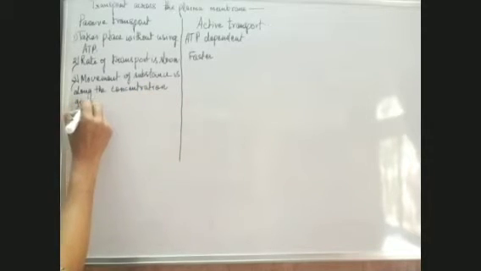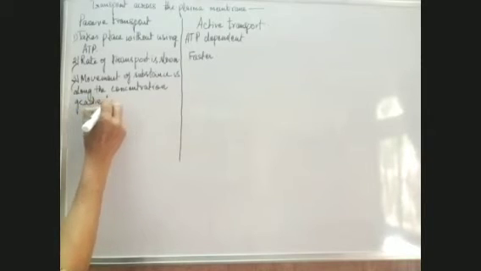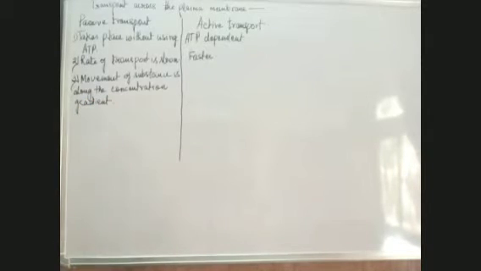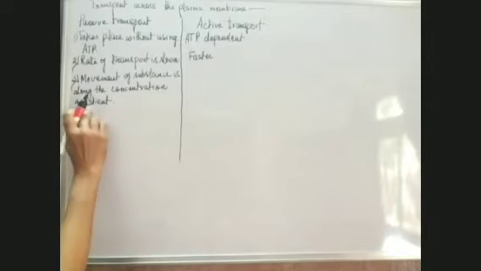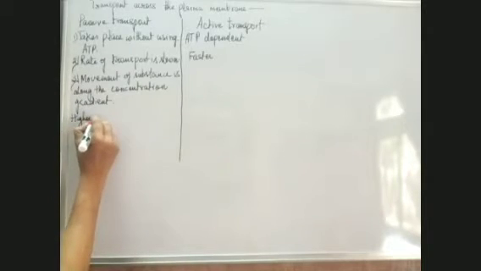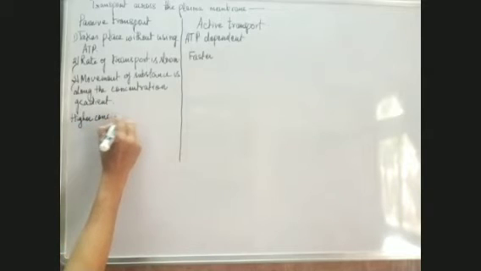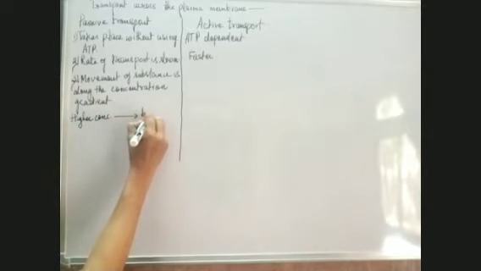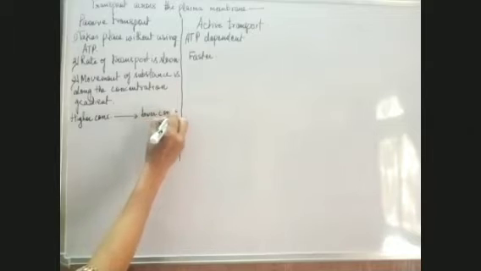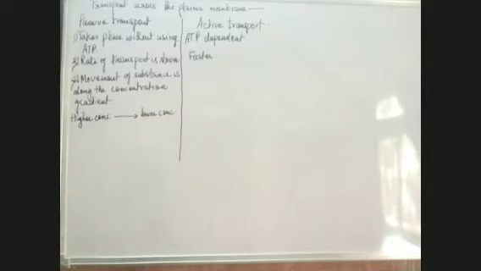That means when substances are moving, they move along the concentration gradient, and that means something which is higher somewhere will only move to its lower concentration. Always, a substance from the higher concentration will move towards the lower concentration, and this is what is known as along the concentration gradient.